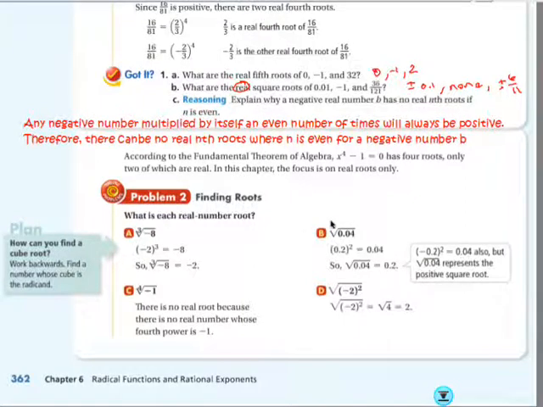All right. Finding roots. What is each real number root? This is problem 2. This is just finding roots. This is just a different way to look at it. This is a cube root, square root. This is a fourth root. And then this is the square root of a number squared. So, work backwards. You find a number whose cube is the radicand. That's all you have to do. Working backwards is a really useful tool here.